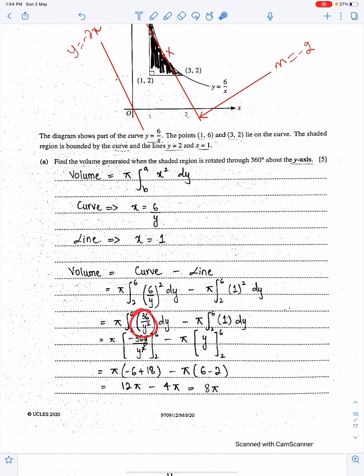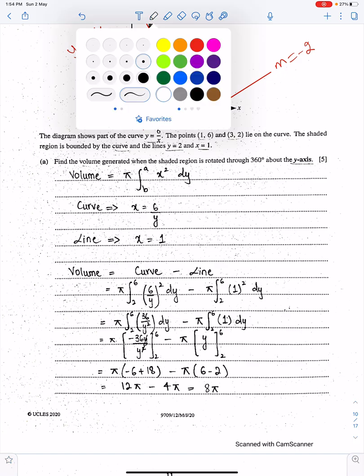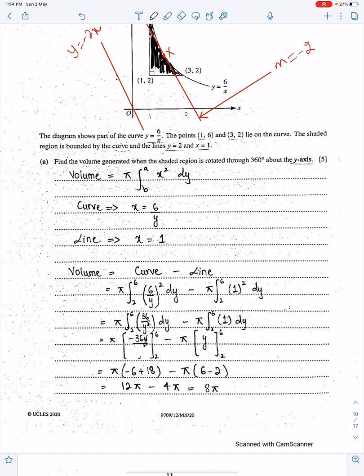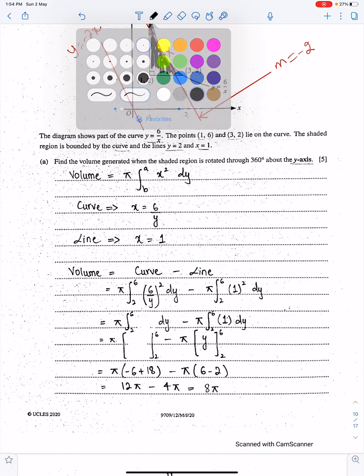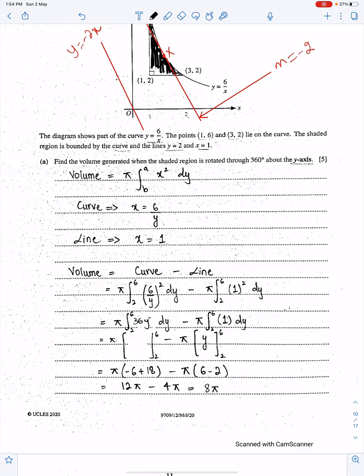When you integrate this, this will become, let me clear this. This is 36 y to the power minus 2. When you integrate this, you will get 36 upon minus y. Now you just need to apply the limits and give your answer in terms of pi.